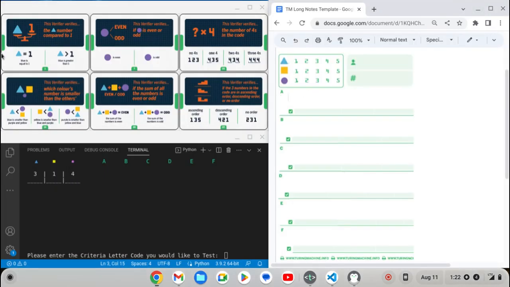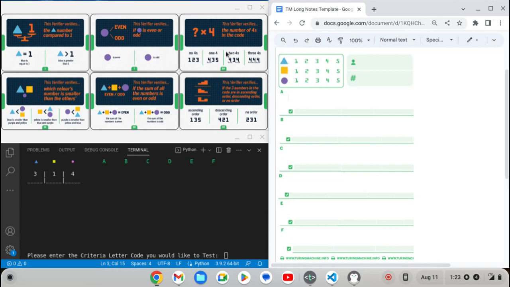So in the grid above, we've got our 6 criteria cards. On the top row, we've got criteria card A, criteria card B, and criteria card C. On the bottom row, we've got criteria card D, criteria card E, and finally criteria card F. Criteria card A looks at our first digit, the triangle digit, and compares that value to a 1. So should the value of triangle be equal to 1, or should it be greater than 1? Criteria card B looks at our last digit, the circle digit, and the Turing machine will let us know whether its value is even or odd.